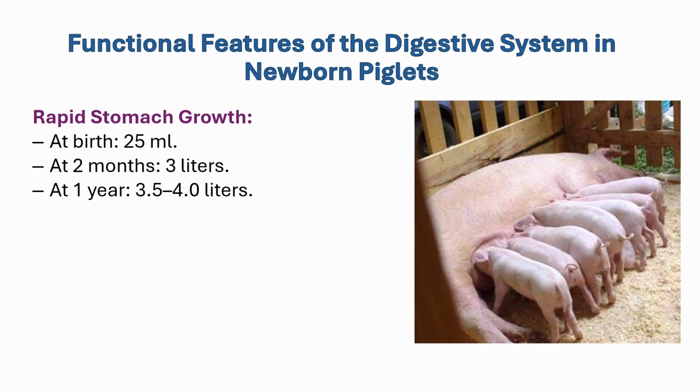At birth, a piglet's stomach capacity is only 25 milliliters. However, by 2 months of age, it expands to 3 liters, and by 1 year, it reaches up to 4 liters. This rapid expansion requires high-quality, easily digestible nutrients.